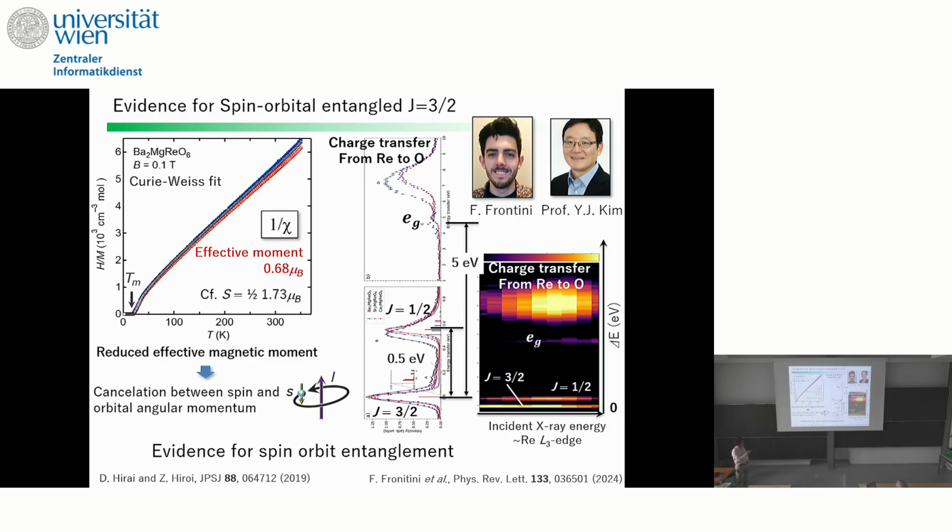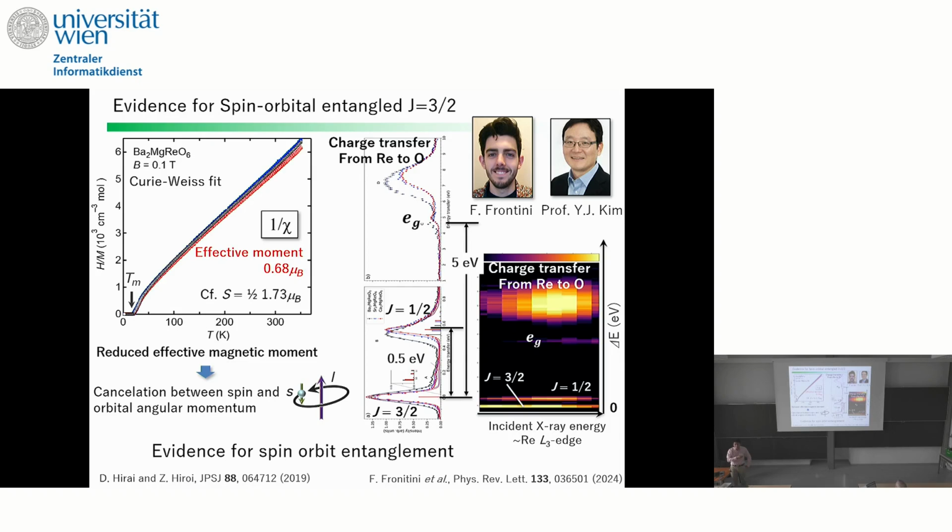effective magnetic moment, and that is 0.68 μB, which is actually very small compared with S=1/2. So we expect 1.73 μB. And this is because we have cancellation between spin angular momentum and orbital angular momentum. So this large reduction of the effective moment is an indication of spin orbit entanglement in this system.